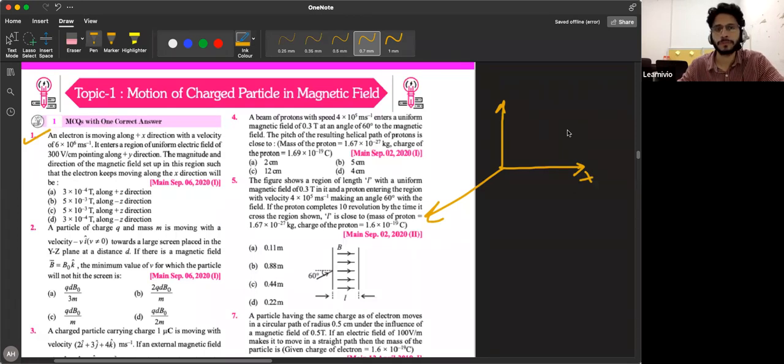Should we convert 300 volt per centimeter into volt per meter? Yes, we'll do it. We'll convert it into volt per meter.